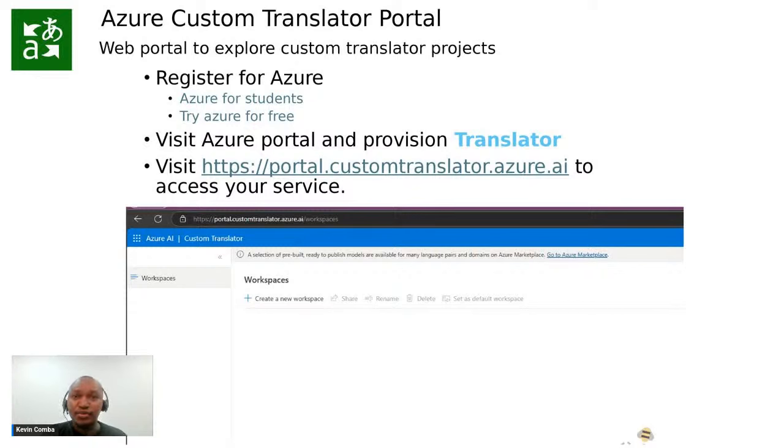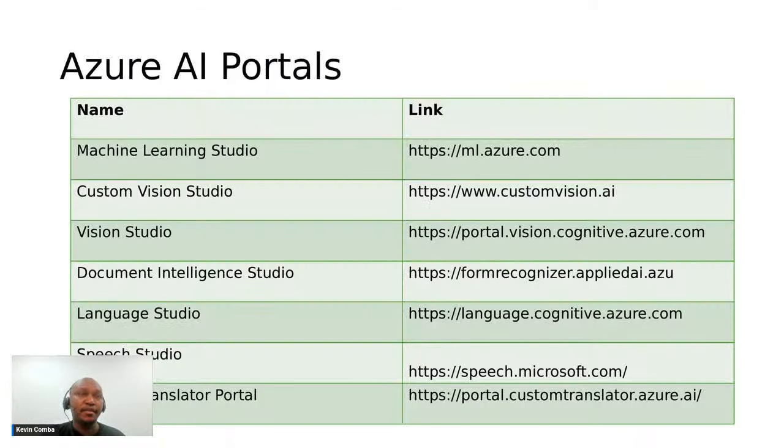But let's do a little bit of recap, I think. So we have spoken about several portals. One of them is the machine learning portal. We haven't gone there, but you can go there. There's also a portal for custom vision AI. There's also a portal for cognitive services. This is to do with Vision Studio, Vision Cognitive.azure. You can also have things to do with form, to recognize form inputs and everything.